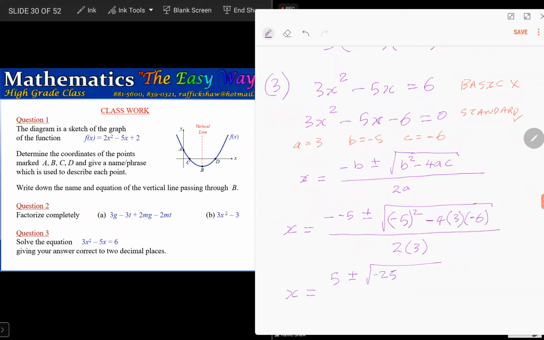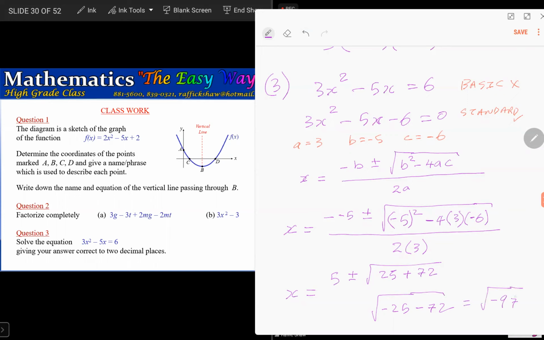Some persons ended up with that, which is wrong, because they never square the minus. You have to square the minus as well. And then this now is negative 12 times negative 6 becomes a plus 72. Right? Plus 72. Now, some persons end up with minus 25, one mistake, and then end up with minus 72 because they never wrote the negative here. And then they ended up getting the square root of minus 97.